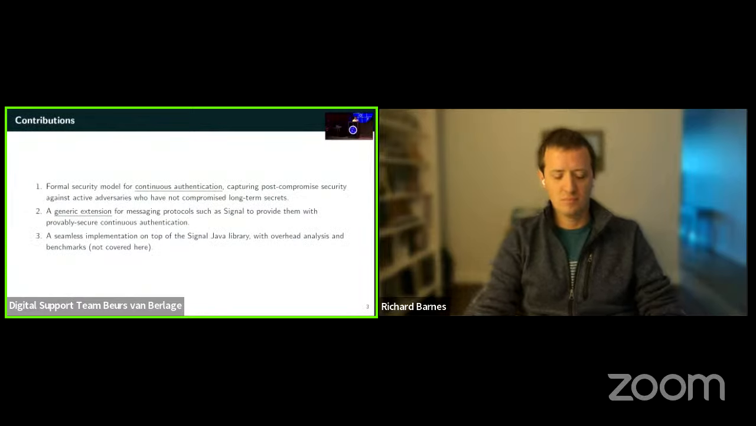We have first created a model that captures active, so post-compromise security against active man-in-the-middle adversaries if they have not compromised long-term keys. And we have created a generic extension that can be applied to any secure messaging scheme like Signal to get this security. And as a proof of concept, we have also implemented this on top of the Java Signal library, but we will not cover that here.